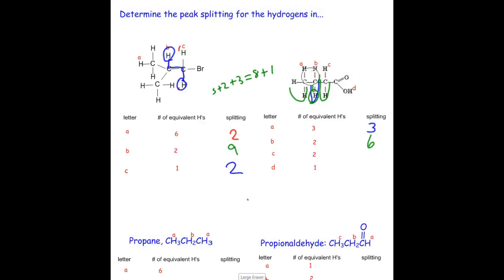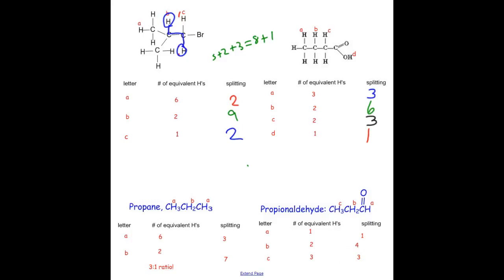And let me erase because it's too messy to look at. Our third hydrogen is attached to a carbon, which is attached to a carbon that has 2. It'll be split into 3. And our fourth hydrogen is attached to an oxygen. There's no splitting at all. So you try the next set, and we'll take a look at them.